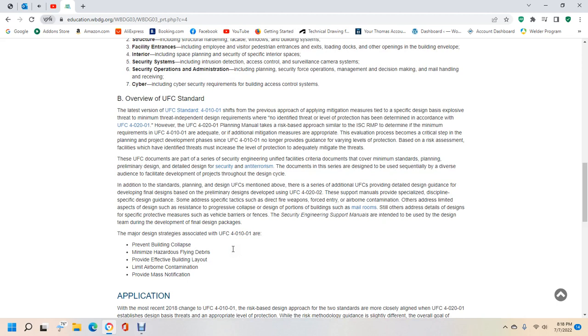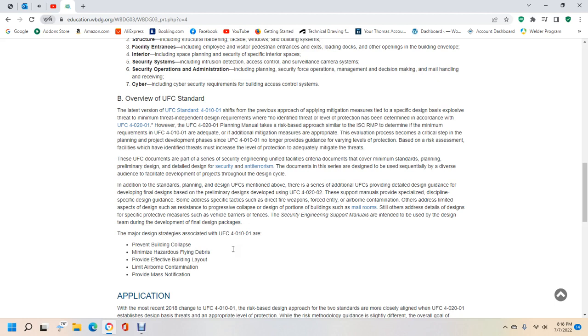Alright, an overview of the Unified Facilities Criteria Standard. The latest version of UFC 4-010-01 shifts from the previous approach of applying mitigation measures limited to the specific design basis explosive threat. Minimum threat-independent design requirements are to be done. The threat level and level of protection are determined in accordance with UFC 4-020-01.